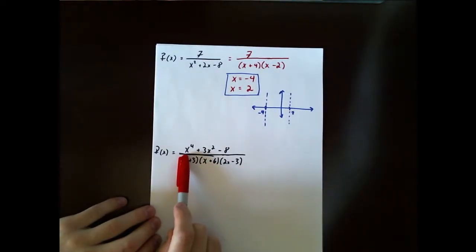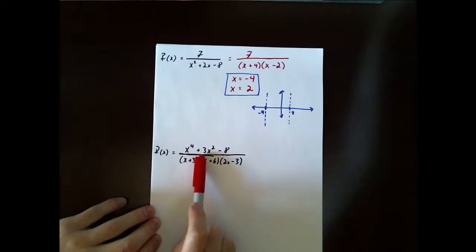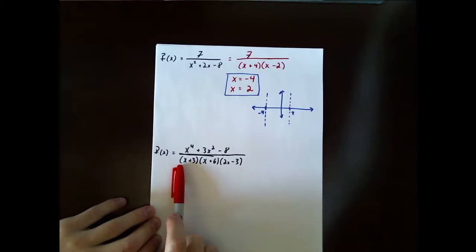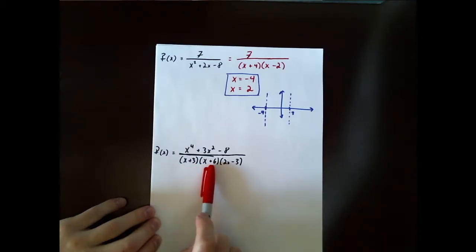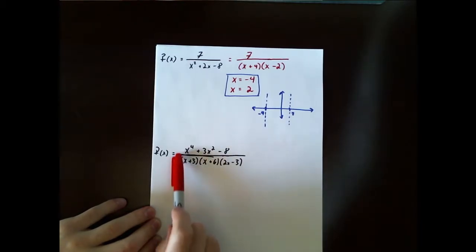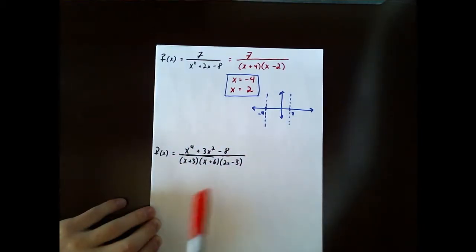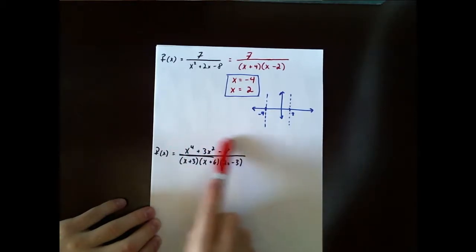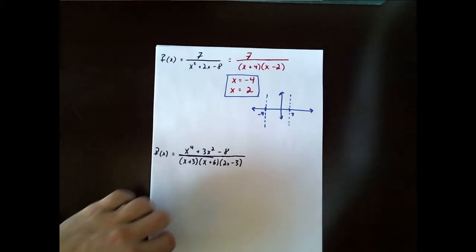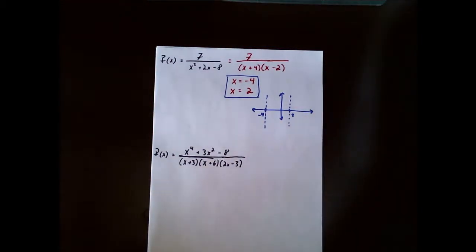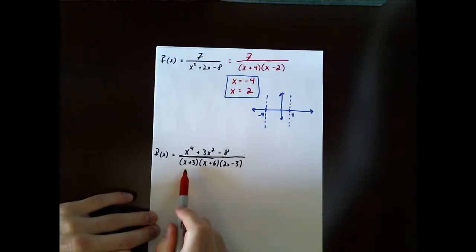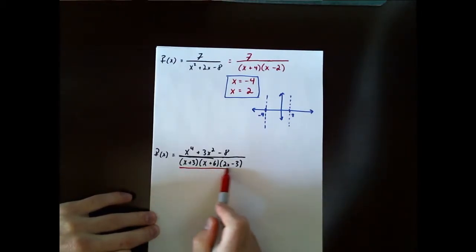We have x to the 4th plus 3x squared minus 8 over x plus 3 times x plus 6 times 2x minus 3. So pretty much, if you got the point from the last example, it doesn't really matter what's up top here. It just matters where we have a 0 in the denominator. So this denominator is already factored for us, so we're just going to find what makes this denominator 0.